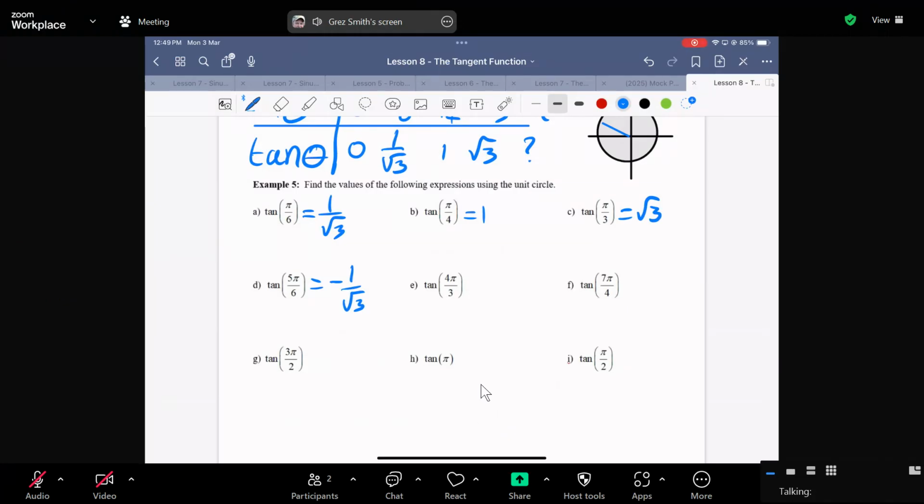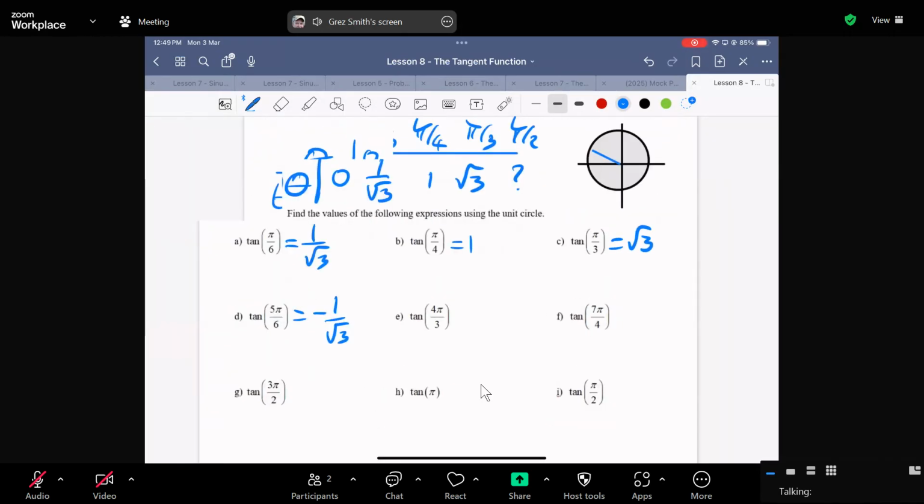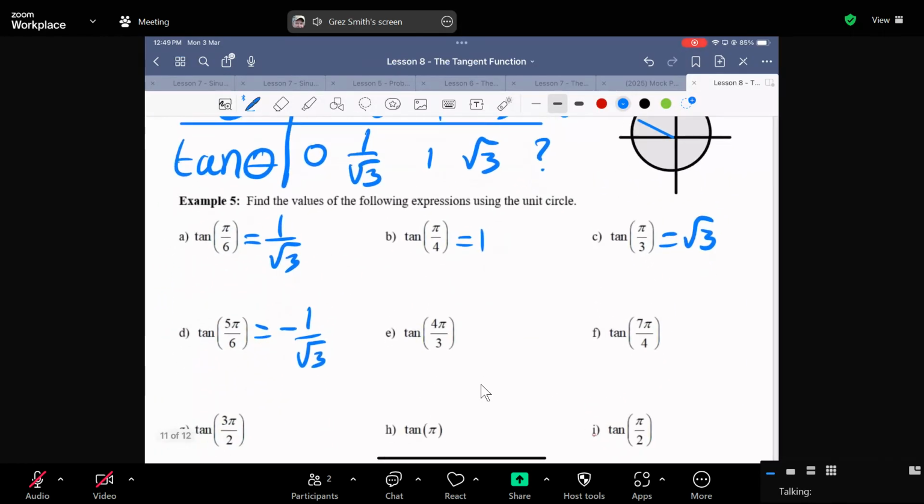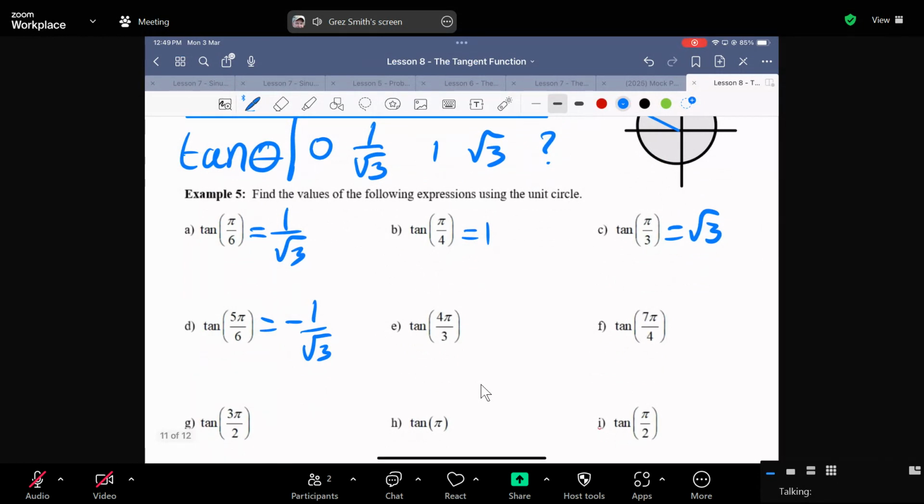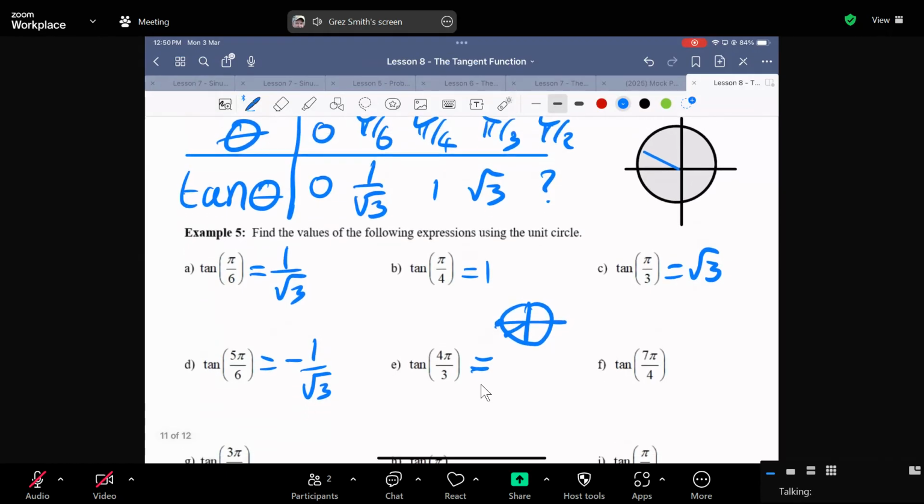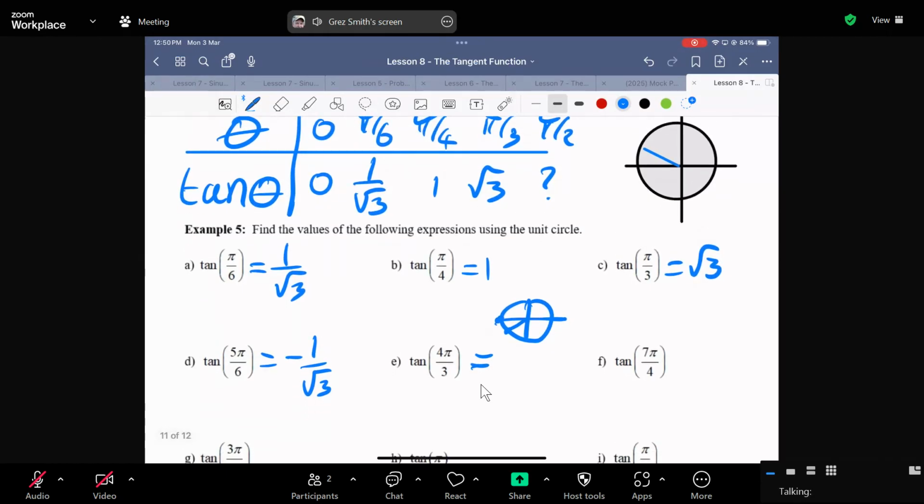Okay, so 4 pi over 3. Where on the unit circle is that one going to be? So let me just do a unit circle. On the unit circle, this is going to be about here. This one's 3 pi over 3. This is 4 pi over 3. So this one is going to be going upwards, so it's a positive value, and that one is going to give us root 3.